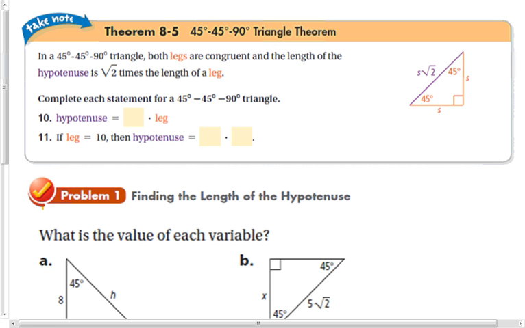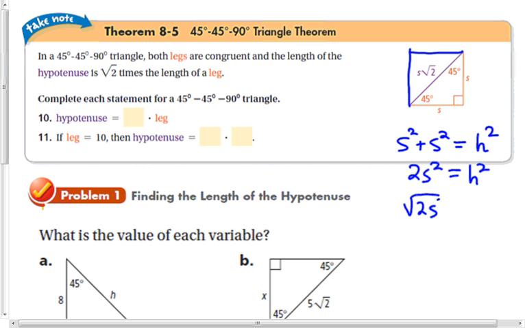So it's a 45-45-90 triangle, right? That means that if I were to complete this, I would have a square with each side s. Both sides are length s there. To find the hypotenuse, I take s squared plus s squared, and that's equal to the hypotenuse squared. Simplifying, I get 2s squared equals the hypotenuse squared. Taking the square root of both sides, I get the square root of 2s squared is equal to h.